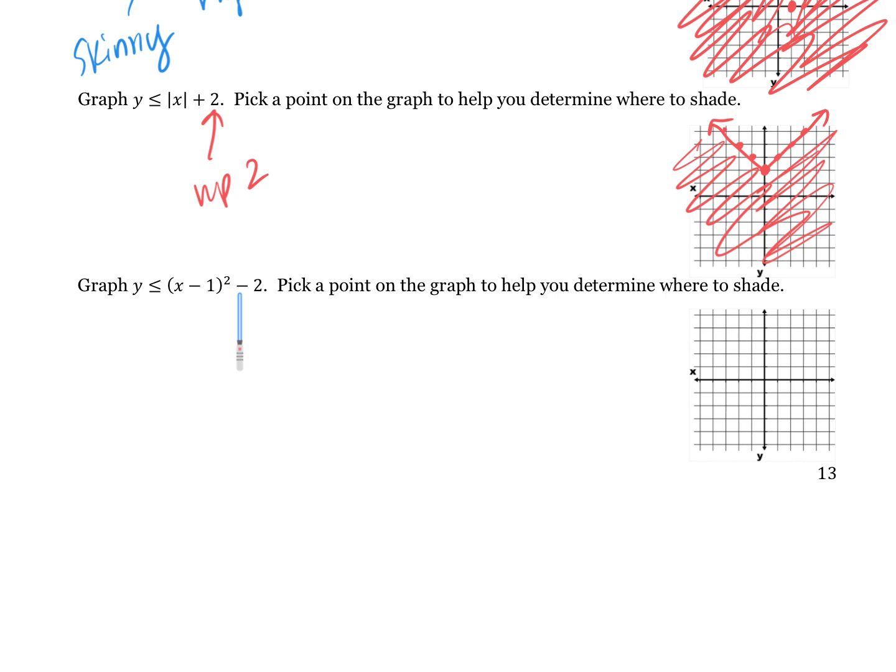Okay, last one. My parent function is a good old x squared. Where's that x squared moving? To the right. Right 1, down 2.